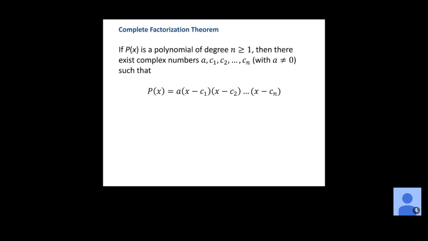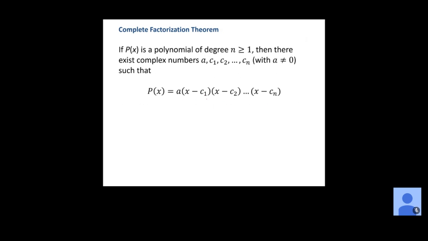All right, now our complete factorization theorem. If p of x is a polynomial of degree n greater than or equal to 1, then there exist complex numbers a, c1, c2, and so on. So these are all constant values that are complex numbers. a can't be equal to 0, such that we can actually factor this polynomial into each of these factors with that leading coefficient a out front as that first factor.